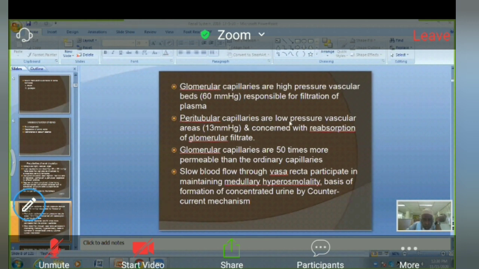And peritubular capillaries, as we have already mentioned, are a low pressure area, where the pressure is only 13 millimeter of mercury, much below the ordinary capillaries, and it is concerned with the reabsorption of the glomerular filtrate. Another important peculiarity is that glomerular capillaries are on average 50 times more permeable than ordinary capillaries, and this also helps in filtration. Ordinary capillaries are also permeable, but permeability is much increased in glomerular capillaries.